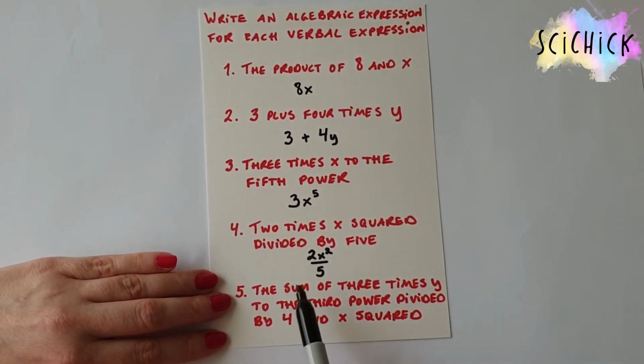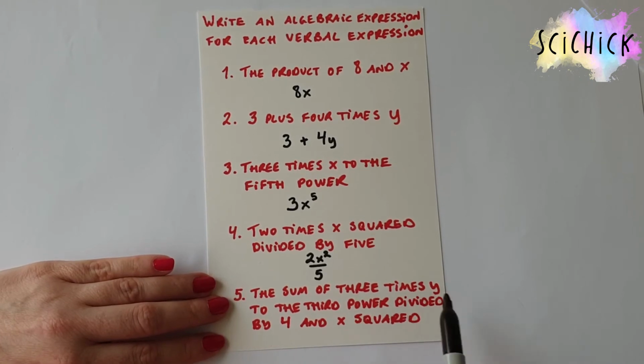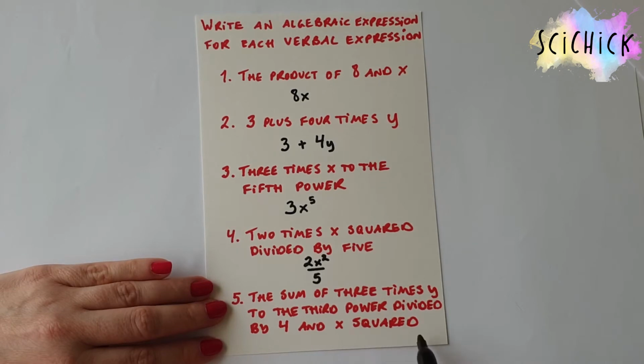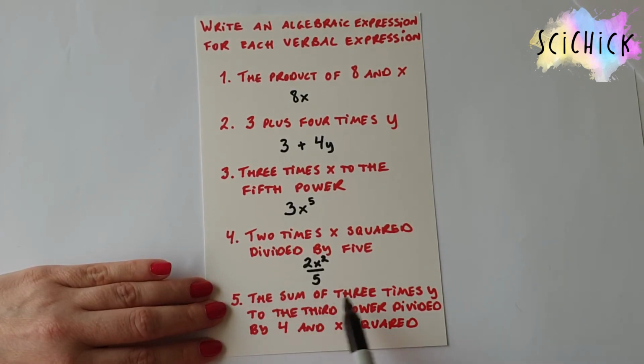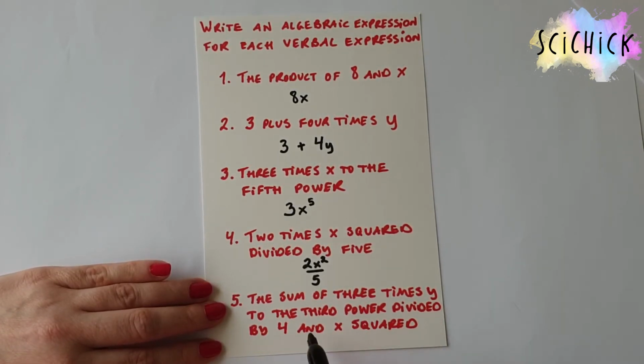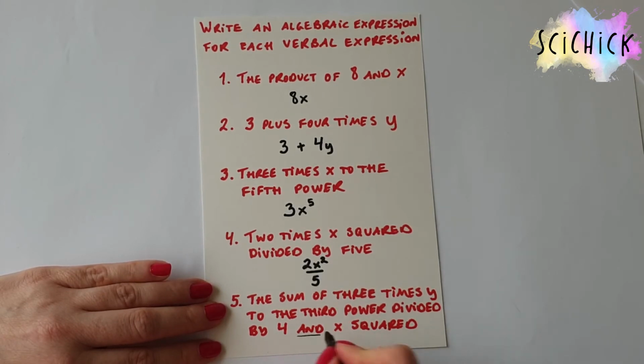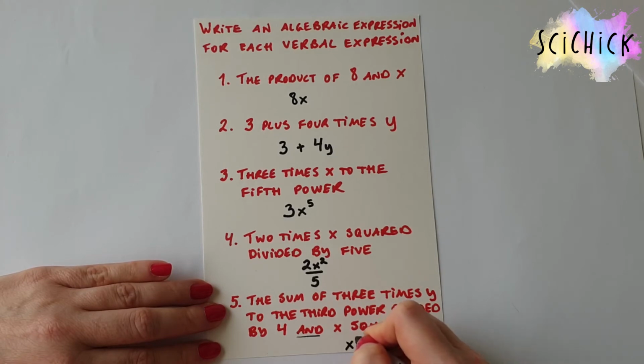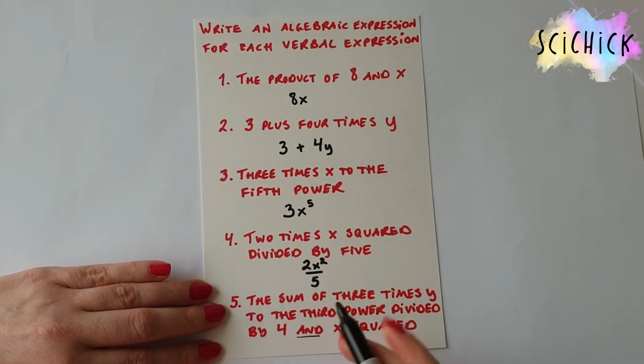Oh, this is a hard one. The sum of 3 times y to the 3rd power divided by 4 and x squared. Okay, so there's a sum of something and something. So we're looking for the end. This is the end. So one part is going to be this here, and the other part is going to be this. I'm just going to start with the second part. So it's going to be x squared, and then the plus. I don't want to forget my plus. And then I've already taken care of this, and now I just need to figure this one out.